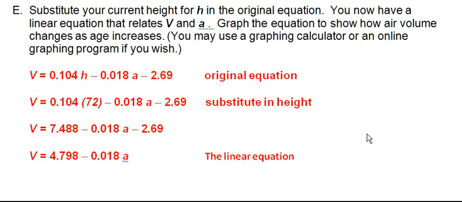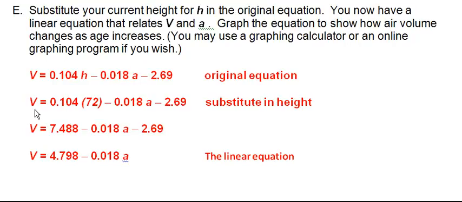Okay, this is part 2. It says substitute your current height for h in the original equation. All that means is you're going to take this height out, plug in your height. My height is 72 inches. You now have a linear equation that relates v and a.